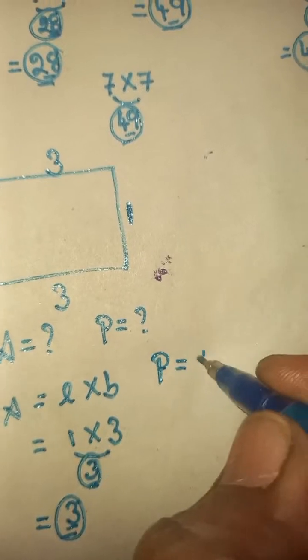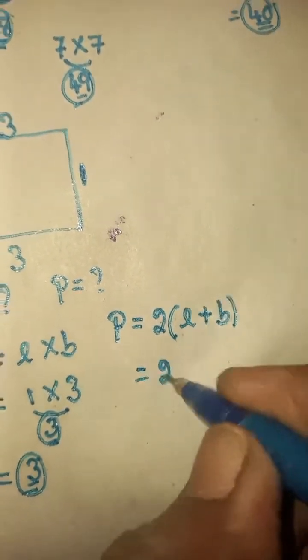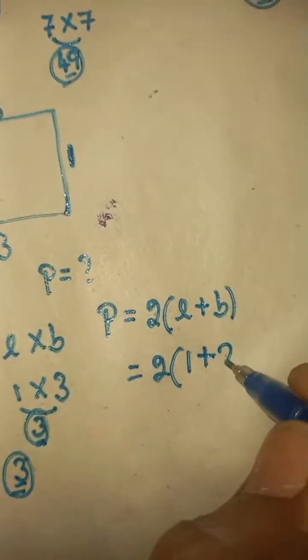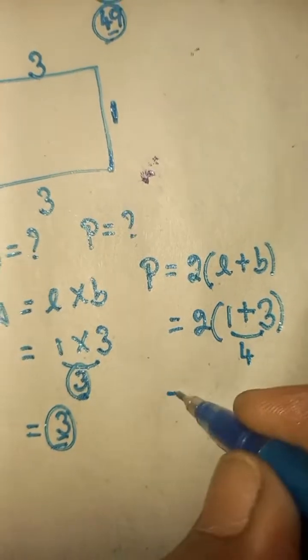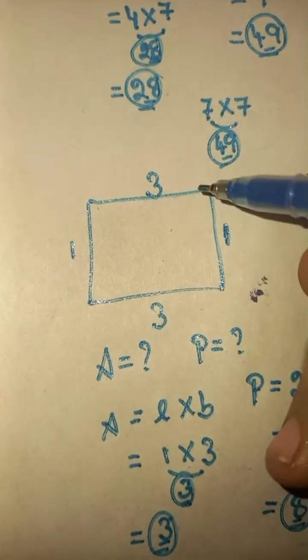Perimeter of this rectangle is 2 times (length plus breadth). So it is going to become 2 times, the length is 1 unit, plus the breadth, which is 3 units. 1 plus 3 becomes 4. 4 times 2 is 8. 8 units is the complete boundary length or perimeter.